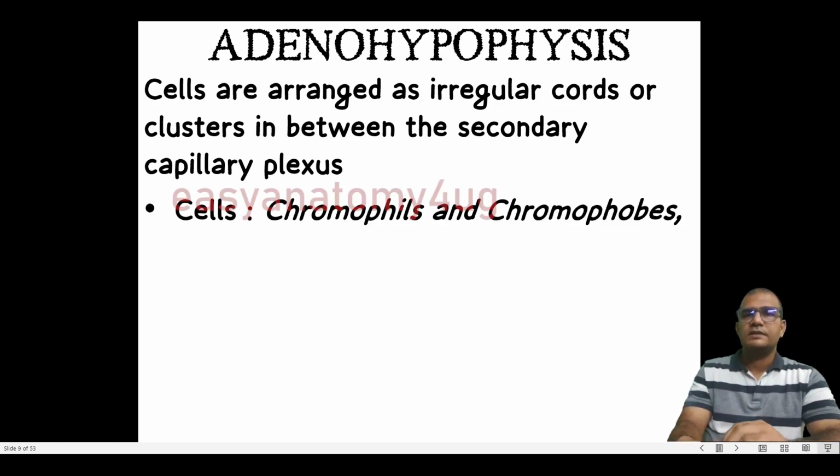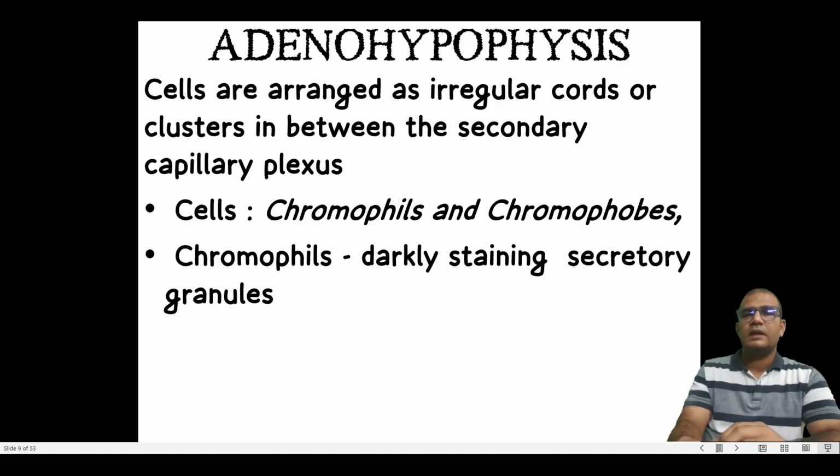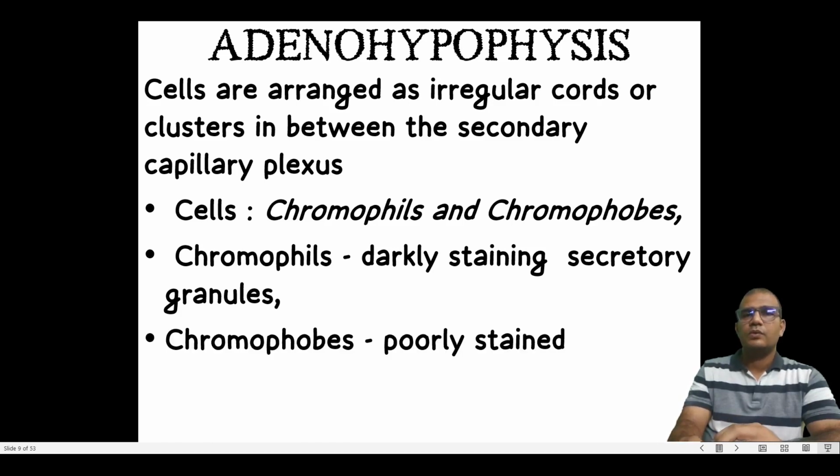So what are the cells? The cells are basically chromophils and chromophobes. Chromophils have darkly staining secretory granules, and they are named chromophils because they have an affinity for the stains. Whereas chromophobes are poorly staining because they have a phobia of the stains. That is why they are called chromophobes. These are basic questions asked in the histology viva.